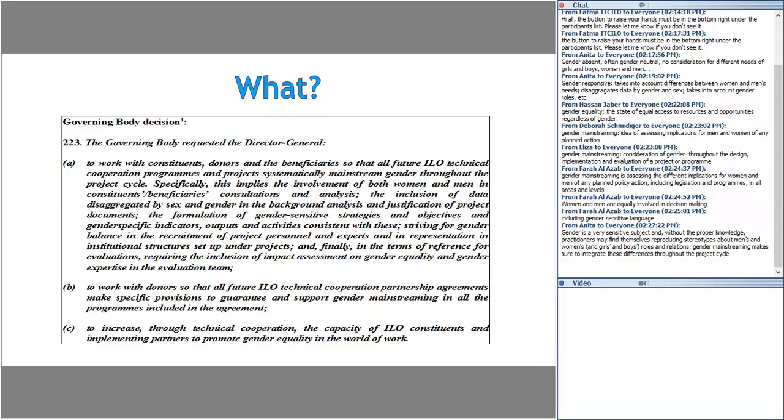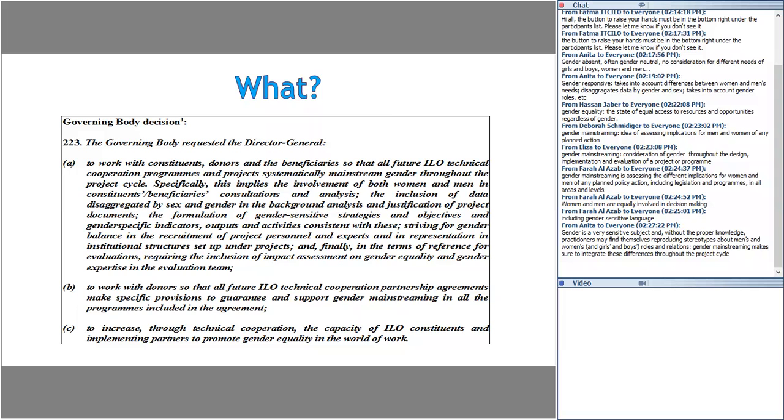So a project that has mainstreamed gender is going to do really well vis-a-vis an evaluation on the gender perspective, and a project that has not will not do well. And finally, our GB asked ILO to increase, through technical cooperation, the capacity of ILO constituents and implementing partners to promote gender equality in the world of work.